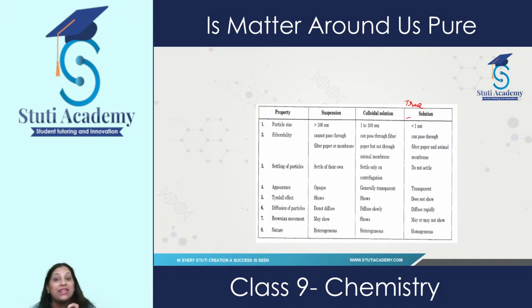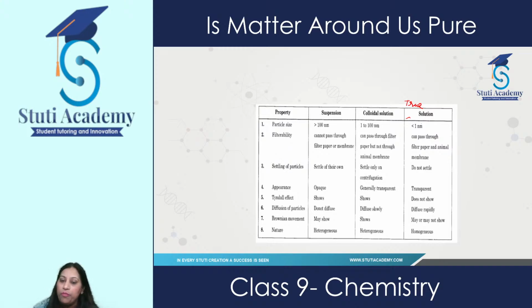Now, how the particles diffuse, it means how they mix together. In true solutions, the diffusion of particles, the mixing of particles, takes place at a very fast rate. In colloidal, the rate of diffusion is quite slow. In suspension, they do not diffuse, they do not mix, because the particle size is quite entirely different.